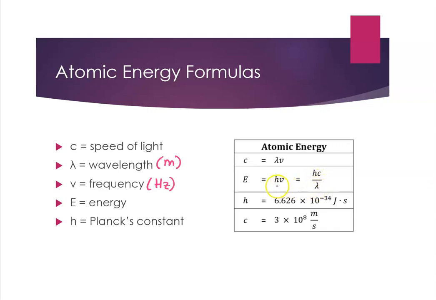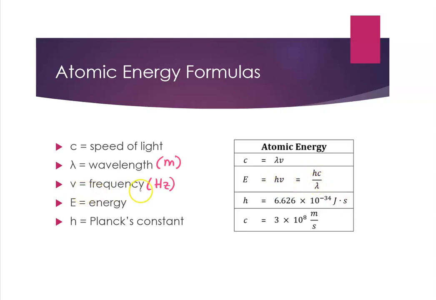We also have here energy is equal to h times v, or energy is equal to h times c over lambda. So here, we can use either energy equation. The h value is this constant. h is given to us here, 6.626 times 10 to the negative 34, and then joules times seconds is just the unit. The h is the same for both of these. Which one you use depends on what information you're given.